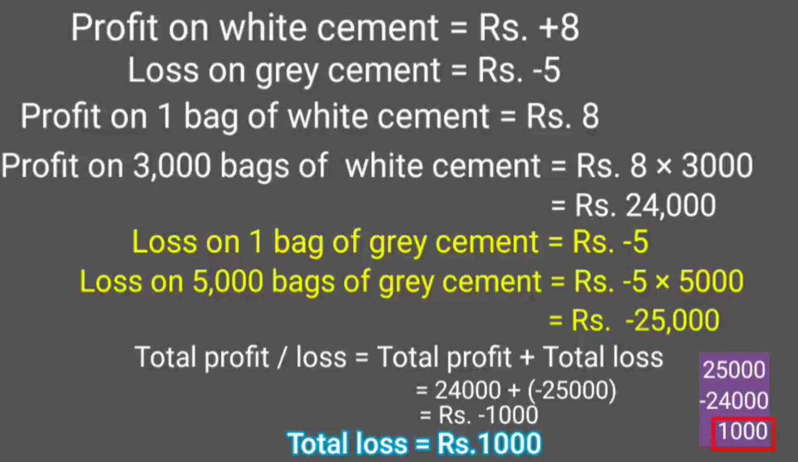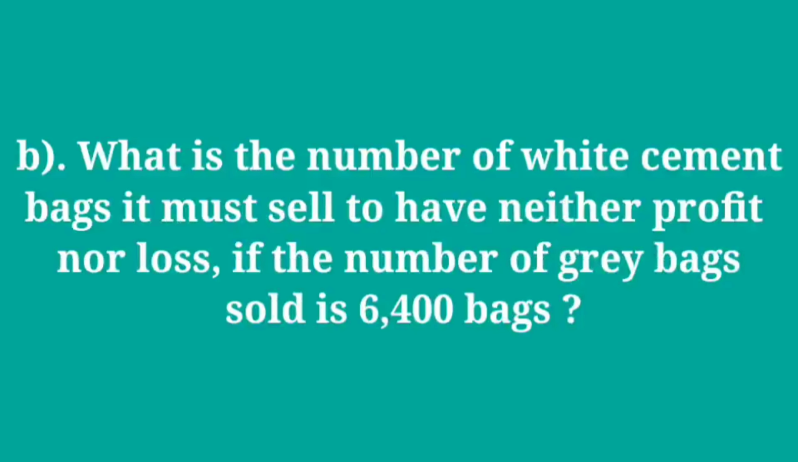The total loss is rupees 1,000. Next, sub question B. What is the number of white cement bags it must sell to have neither profit nor loss, if the number of grey bags sold is 6,400 bags? By observing the question, we understood that your company should have neither profit nor loss. It means no profit, no loss.